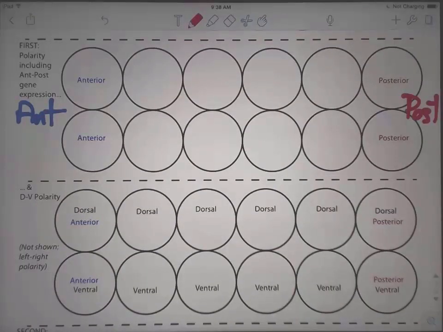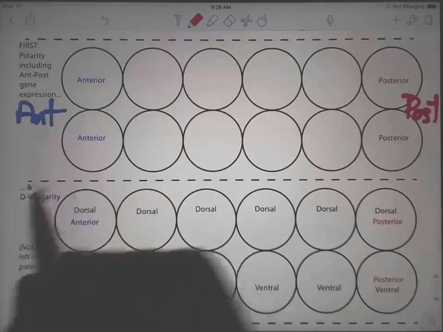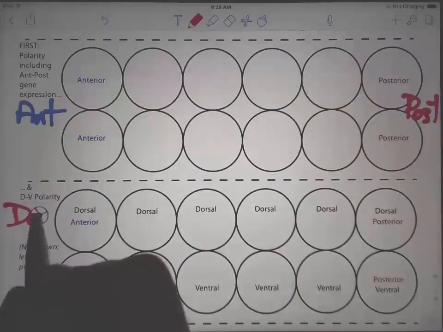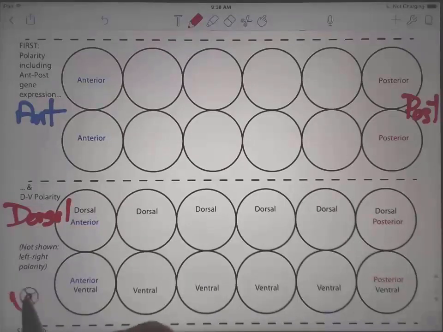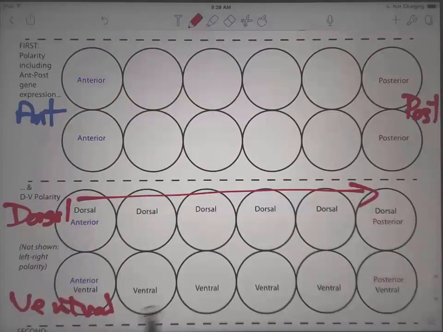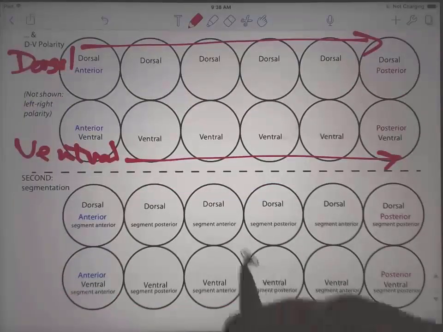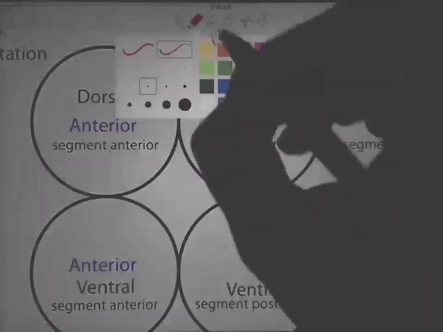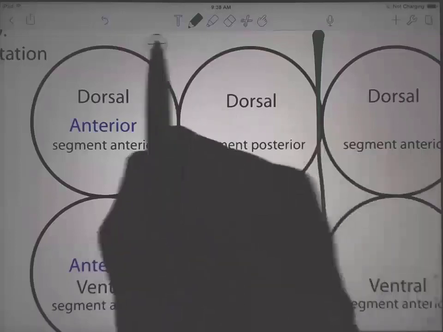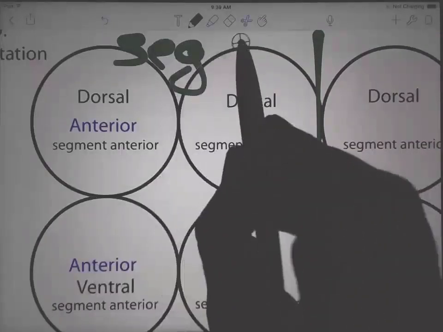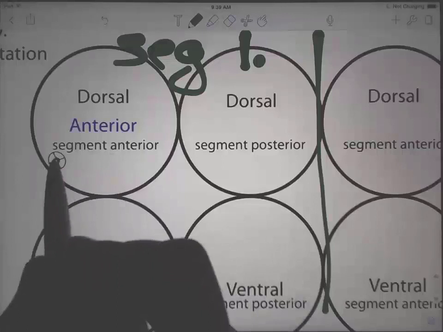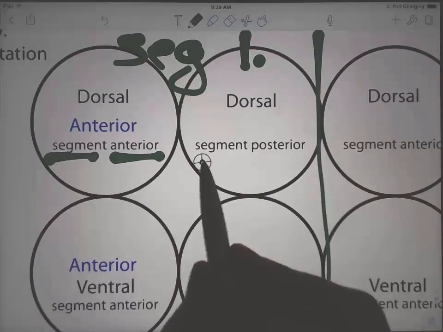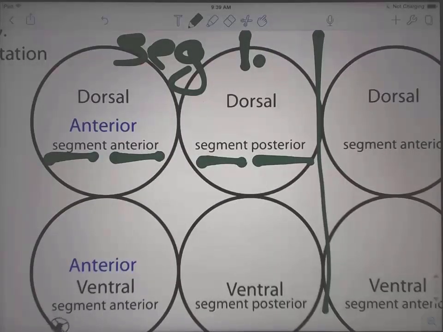Second, we have dorsoventral polarity. So here, dorsal and ventral all along here. Second are the segmentation genes, and let me zoom in on one segment here. So here's segment 1, and we have segment anterior and segment posterior. Segment anterior again, segment posterior.